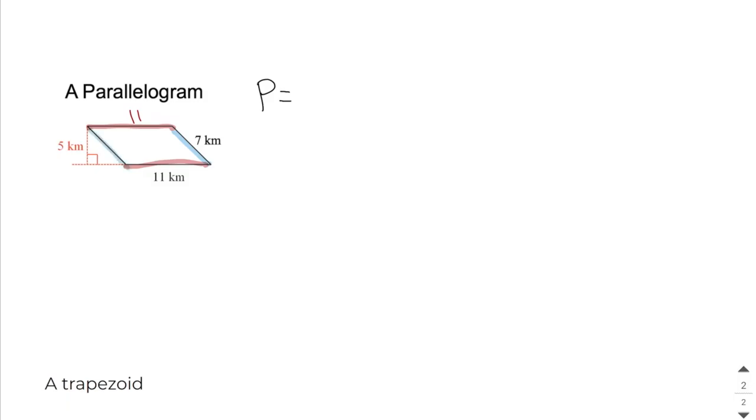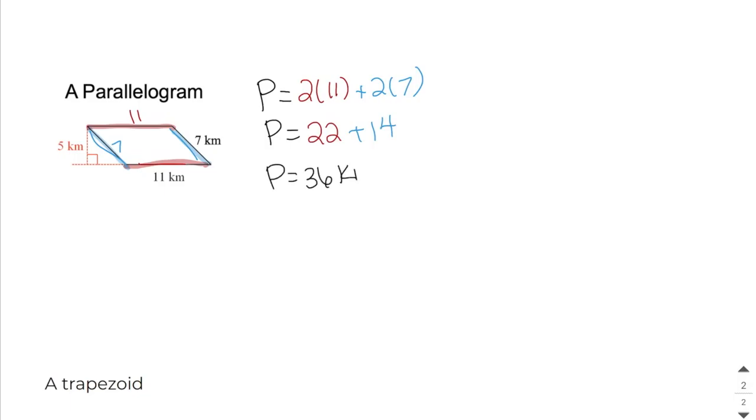All right, let's take a look at our parallelogram. So the perimeter of our parallelogram, we're just going to add this side of 11 plus this side of 11. And because it's a parallelogram, we can automatically assume that this side over here is also 11. And we're gonna add that to this side right here of 7 plus this side right here of also 7. The 5 has nothing to do with our perimeter at this point in time, so we're not gonna even worry about using that.